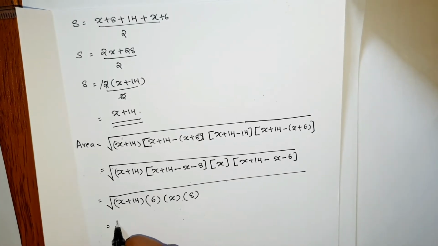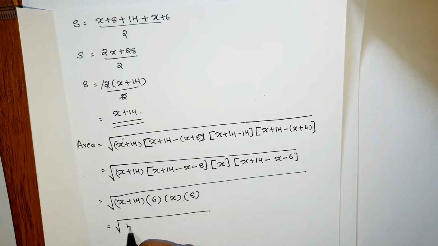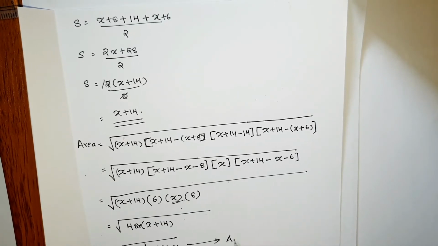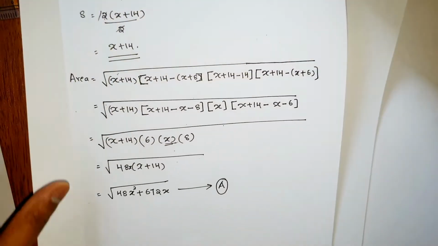Next, I am multiplying 6 8s are 48. 48x into x plus 14. I am multiplying this 48 to inside the bracket. 48x plus 48 into 14 we get 672. Sorry, x is also here. 48x is remaining outside because I forgot to multiply this x. So 48x into x is 48x square, plus 672x. Okay, this is the area. I am taking it as equation A.